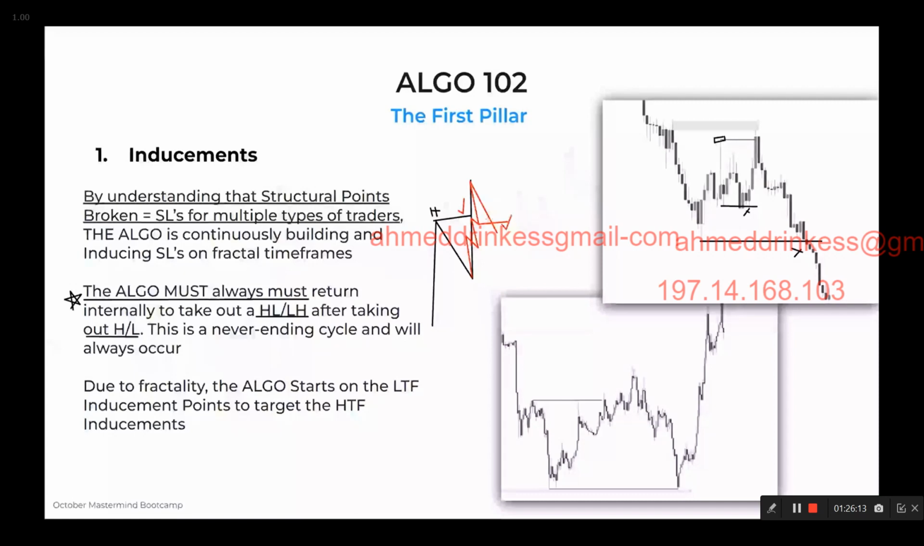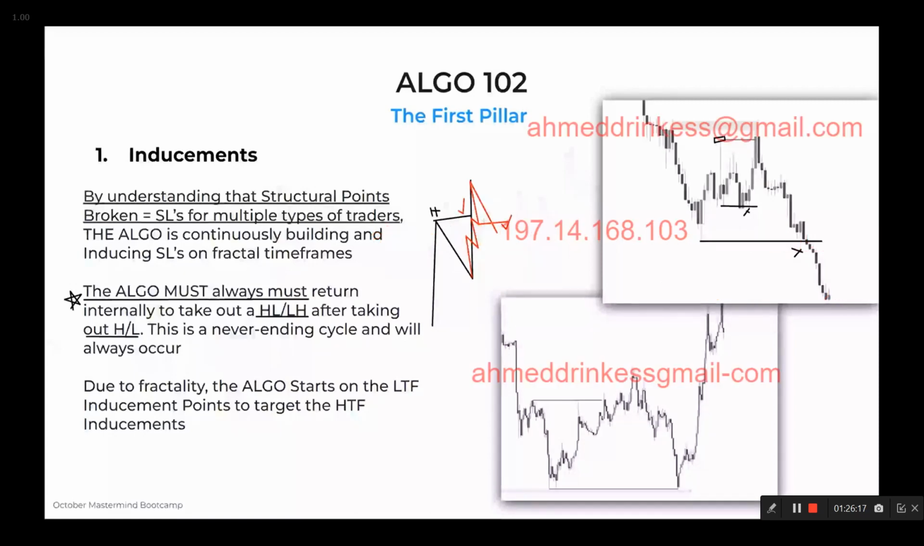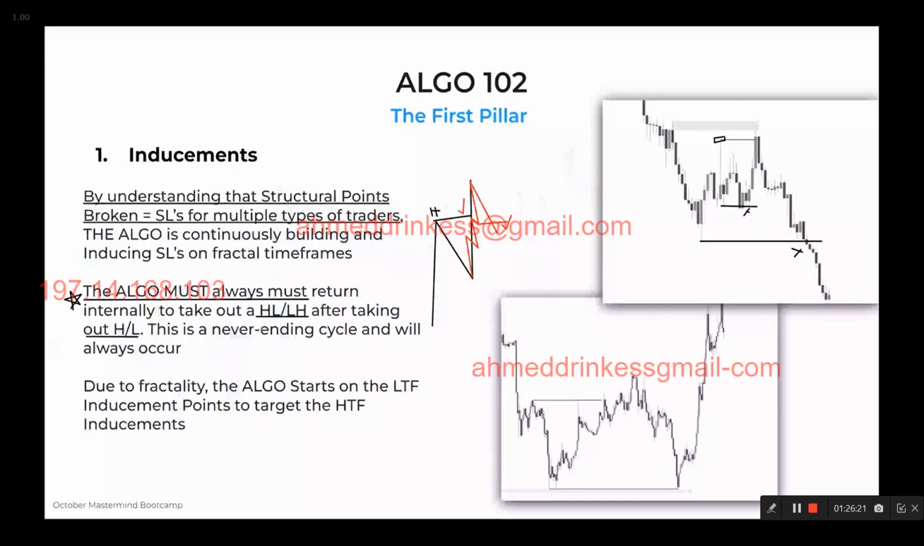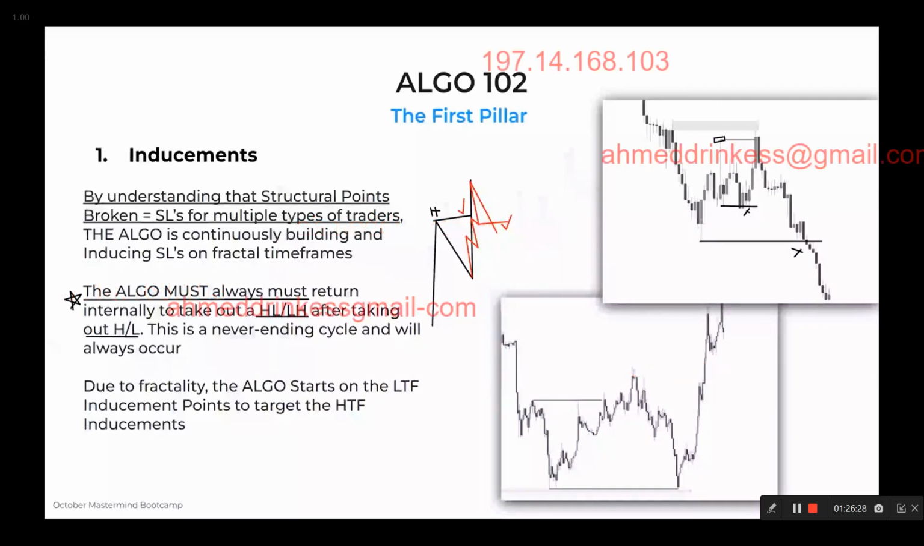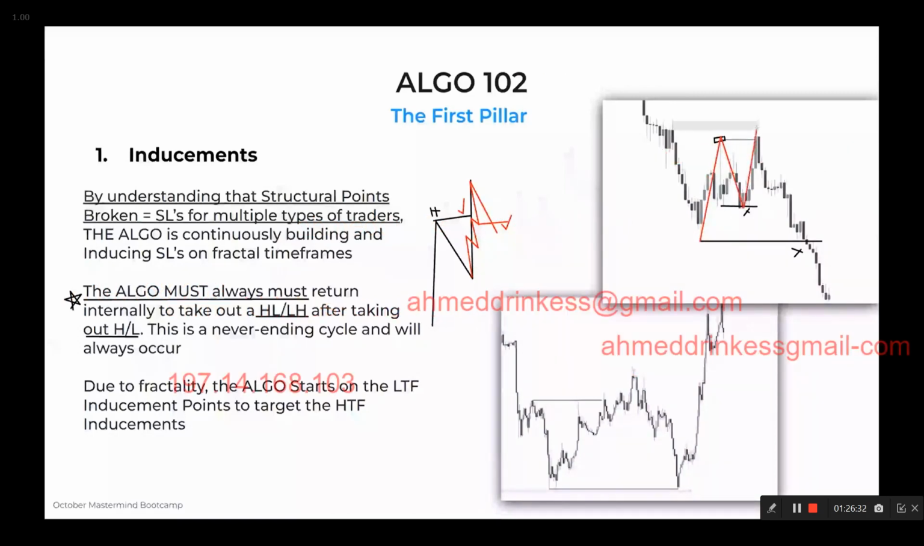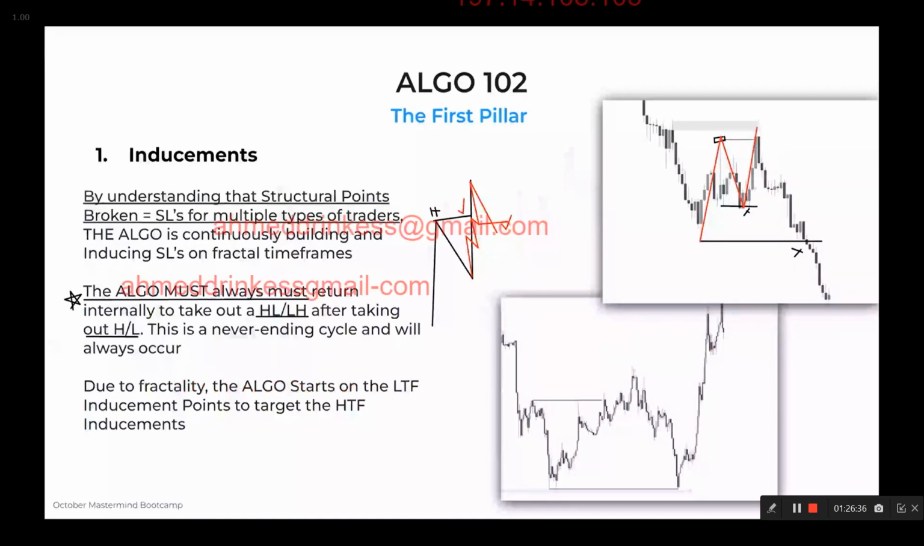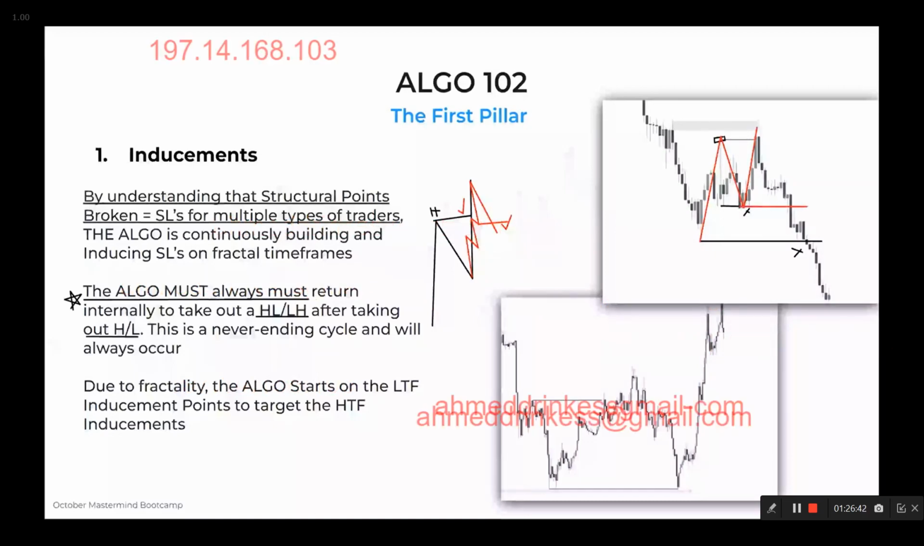So inducement to inducement, 2 to 3, 2 to 3. This is just the first stage of a never-ending cycle for the algo. So what I'm saying right here, you have this, right? You have a high, new high. The first high or low internally must get taken out. Where is it? This is the only high or low. So this must get rated, and price will not stop until it gets here.